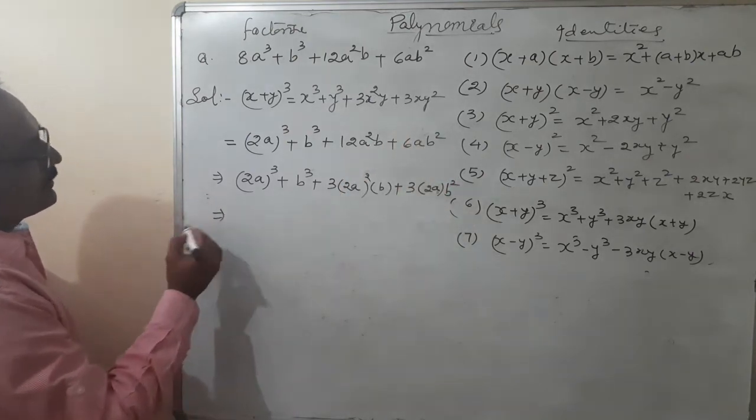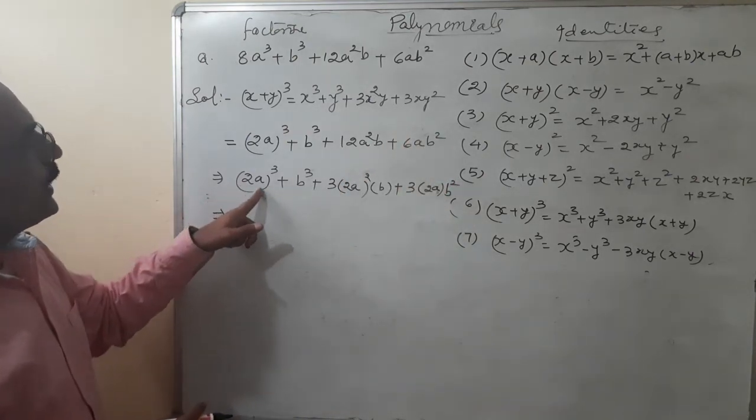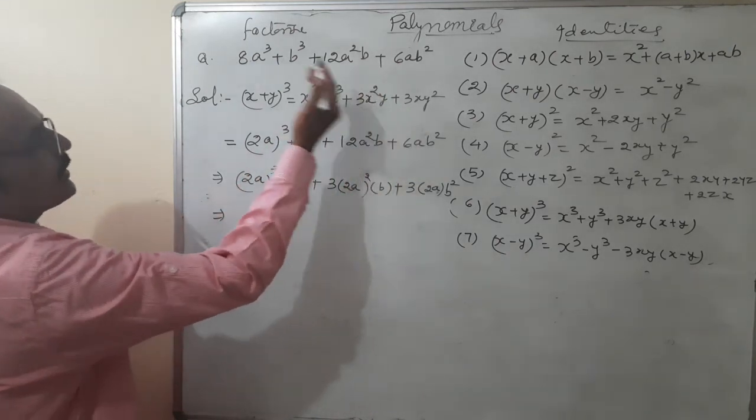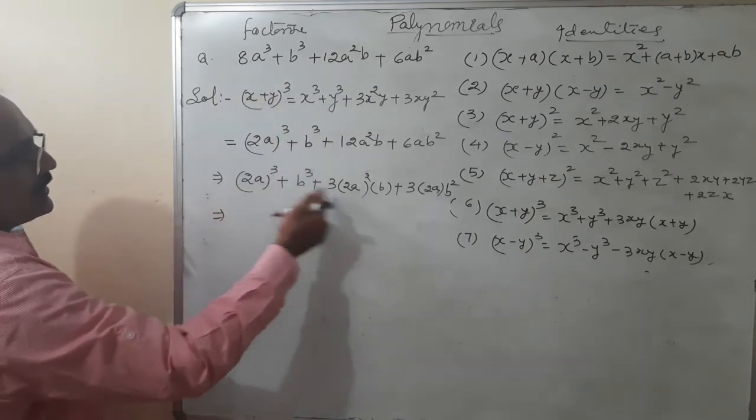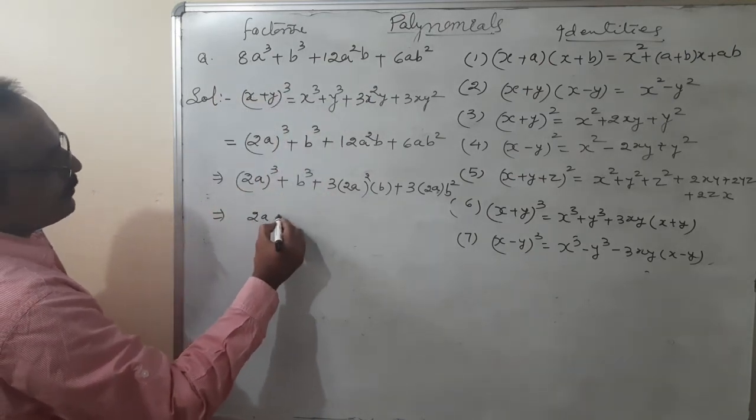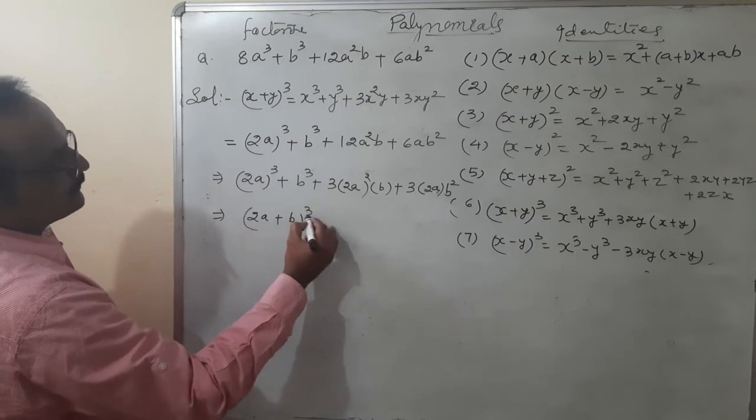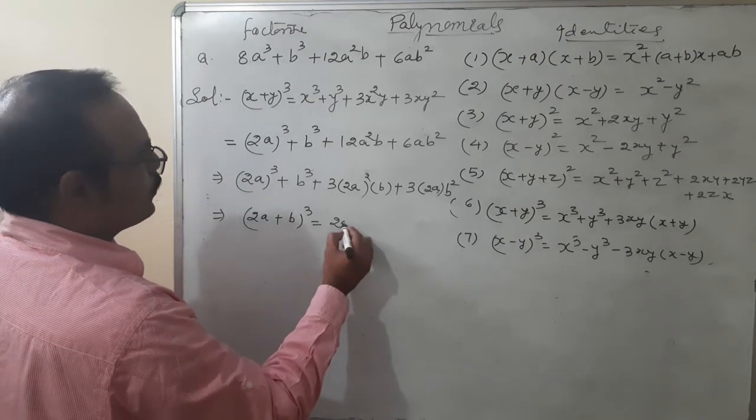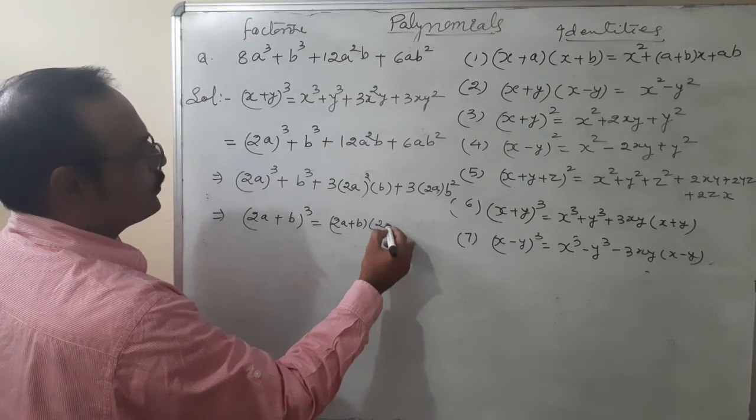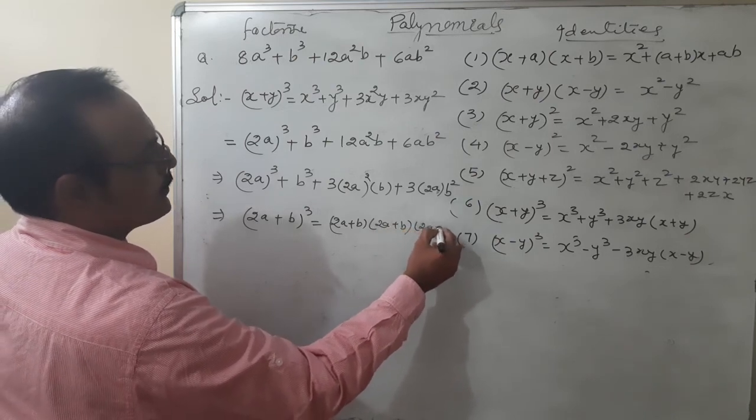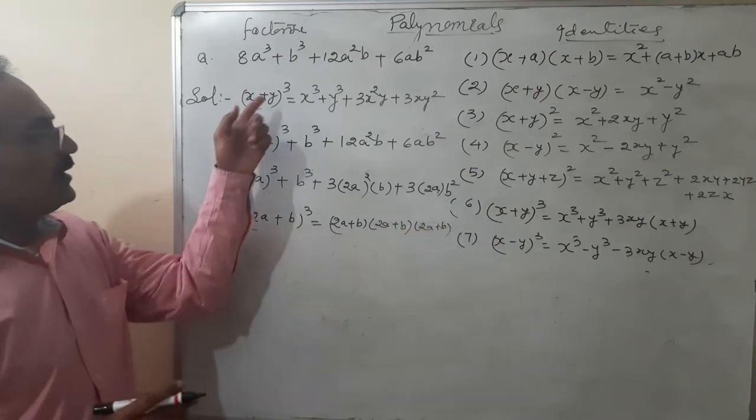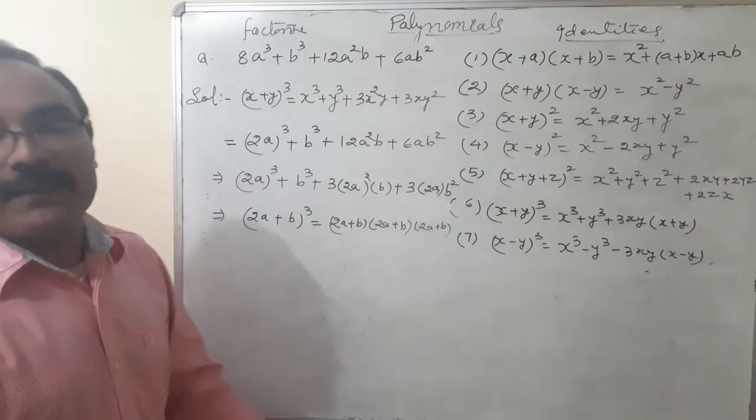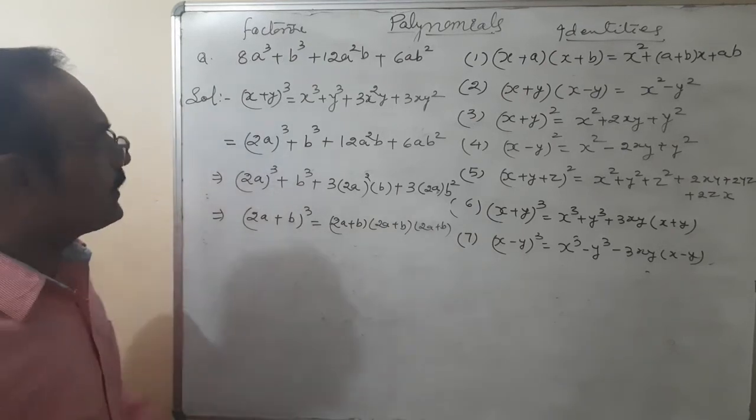Now it is clear that the first term x is 2a and the second term y is b. So this expanded term can be written in the form of (x plus y) whole cube. That means I can write (2a plus b) whole cube. And (2a plus b) whole cube means 2a plus b, 2a plus b and 2a plus b. These are the factor terms of this expression. So that is one.